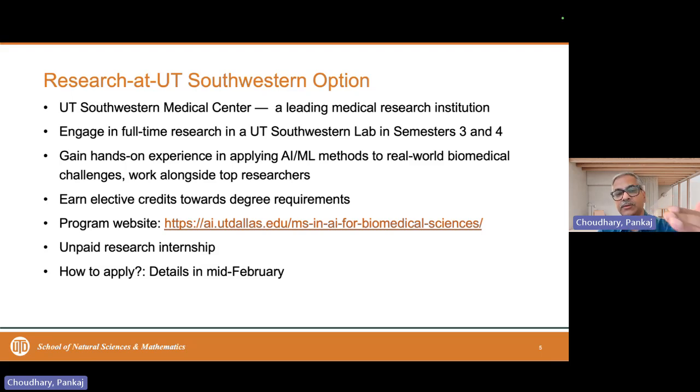Of course, in semester number 3, you also have to take this deep learning course, but we have this arrangement that you can take this course remotely while you are working at UT Southwestern. And like I said before, you will be enrolled in a UTD research course, and then you will be working at UT Southwestern, and these credits that you will earn will count towards the degree requirements. So let me now go back to the program website and go over some details of how this is going to work.